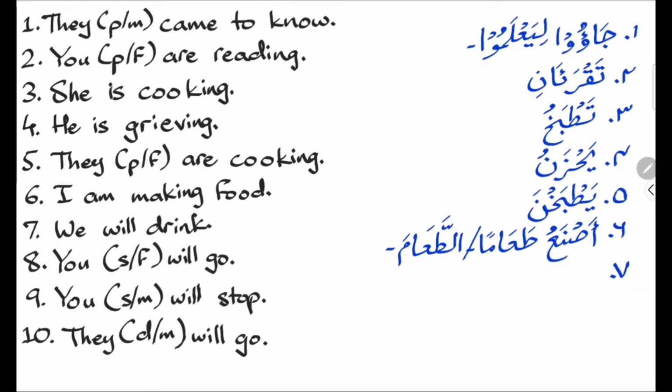Number 7. We will drink. Drink in Arabic is shariba. You want to bring shariba on the wazn of naf'alu. That's a jama' mutakallim or plural first person, and you get nashrabu.